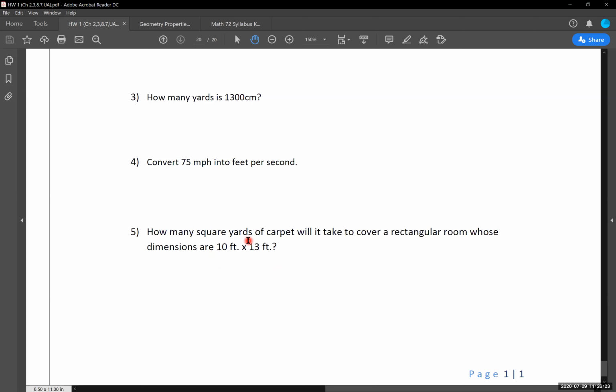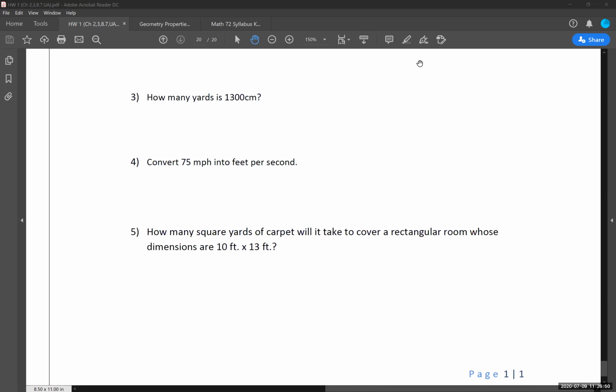So you need to figure out what units we're starting in. And square yards generally denotes we're working with an area, some way, shape, or form. We're working with a rectangular room, so the area of a rectangle is going to be base times height, or length times width. We know the dimensions, the length and the width, so we need to figure out the area of this room, and then we're going to convert that accordingly.